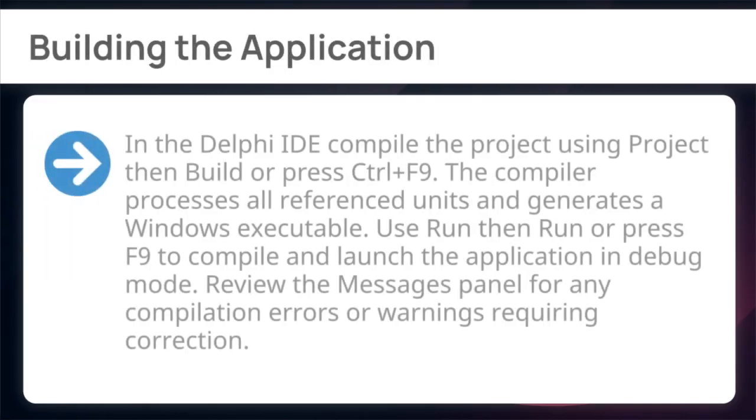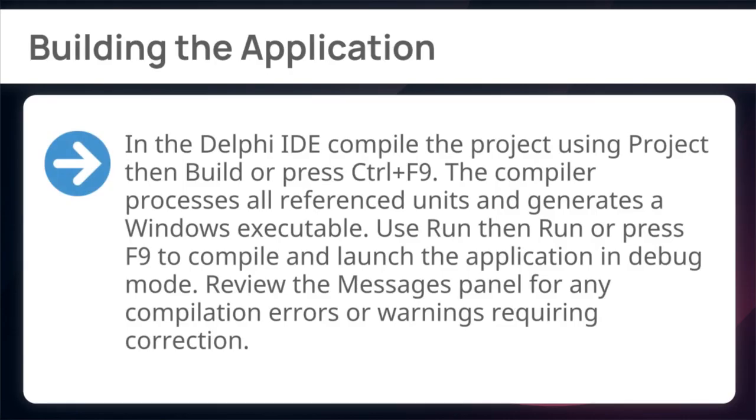Finally, building the application. In the Delphi IDE, compile the project using Project then Build or press Ctrl+F9. The compiler processes all referenced units and generates a Windows executable. Use Run then Run or press F9 to compile and launch the application in debug mode. Review the Messages panel for any compilation errors or warnings requiring correction.